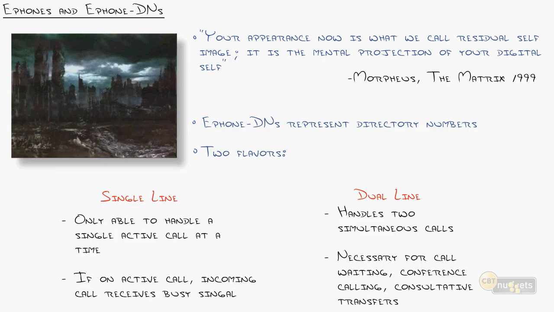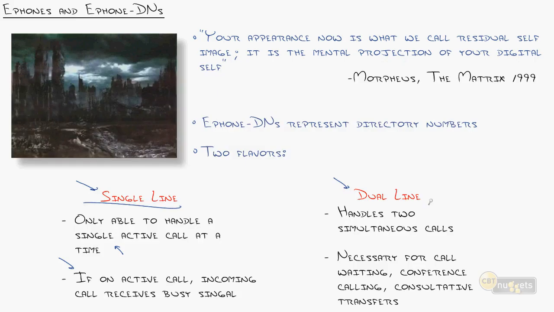So ePhone DNs represent the directory numbers. There's two flavors that you can configure them as, single line and dual line. Now I will say in the more recent IOS versions, they've even added octoline, which is fun to say, where it's literally 8 instances per line. And that's really what it describes. When you have a single line instance, it is a directory number only able to have a single active call at a time. If there's somebody on the call and it receives something incoming, it's going to get a busy signal. Whereas dual line, that's where you have 2 simultaneous calls on there.